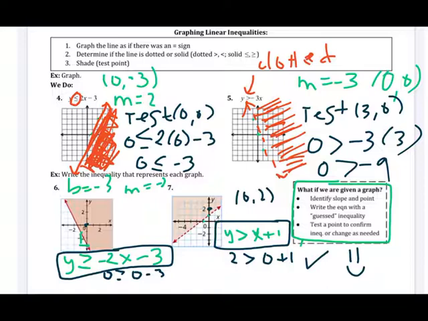Lastly, to write a linear inequality from a graph that's given, you're going to identify the slope and the point just like you would to write the equation of a line from a graph. You're going to make an educated guess on what you think the inequality is based on the image, and then you're going to test a point in the shaded region to see if you're right. If you're right, keep your sign the same. If you're not right, switch your sign around.